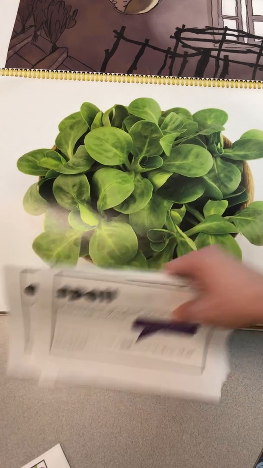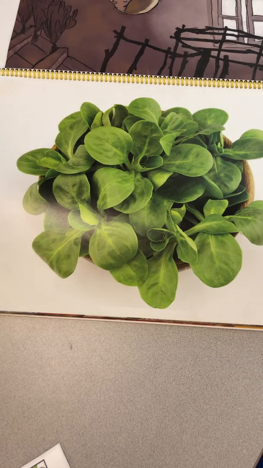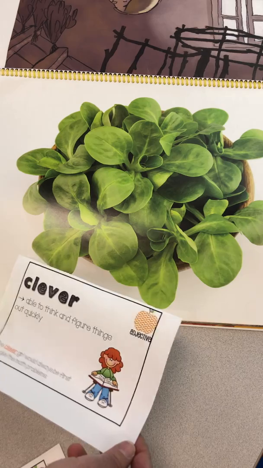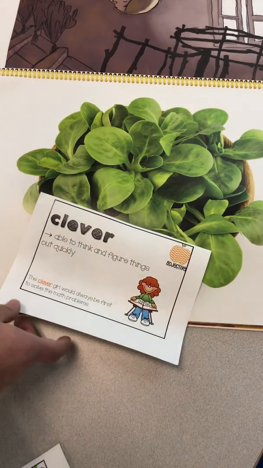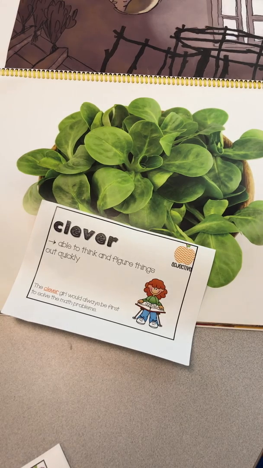And then story number 2 was Rumpelstiltskin. So we had the word clever. When you are clever, you are able to think and figure things out quickly. So smile and point to your head to show clever. That's you being very clever. So our sentence next to this picture said, the clever girl would always be first to solve math problems.